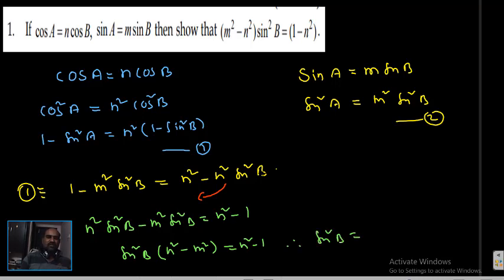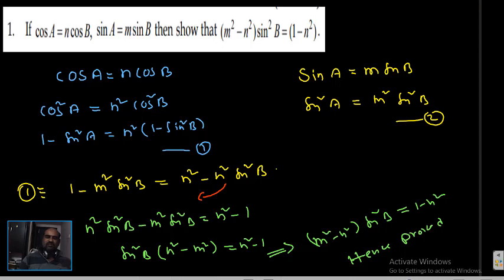Or sin square B equal to, since the reverse is there, 1 minus n square by m square minus n square you can write. I want to rearrange here only. So what I can write, this gives (m square minus n square) into sin square B equal to 1 minus n square. Hence proved. This is the required result.